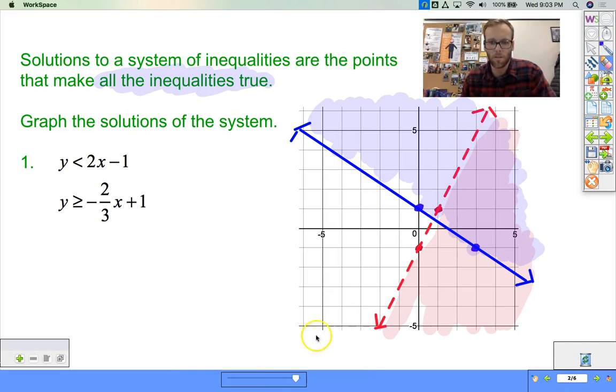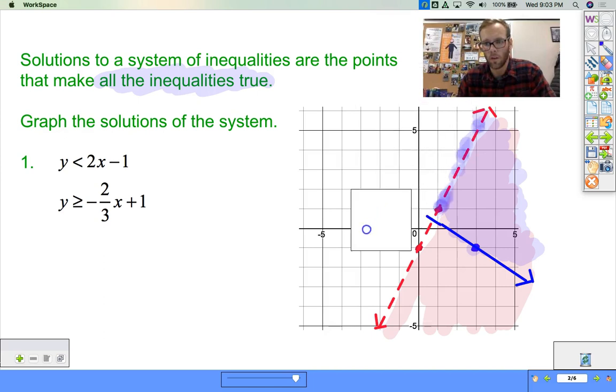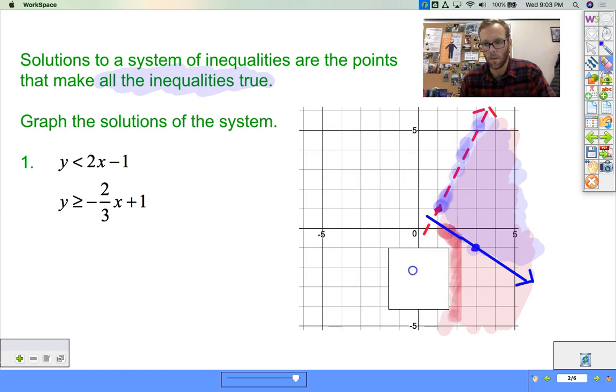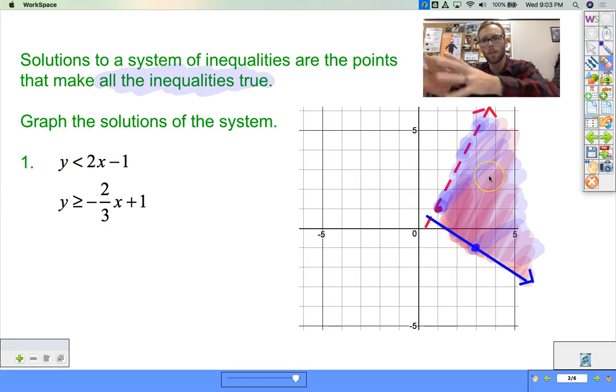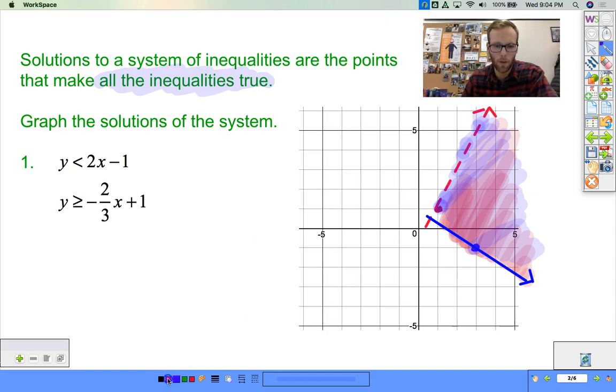So our solution is going to be all of the points in this region right there. Now it's not truly a triangle because it goes on forever in that direction, but these are the points that work in both. Let's test it. Okay. Let's pick a point.